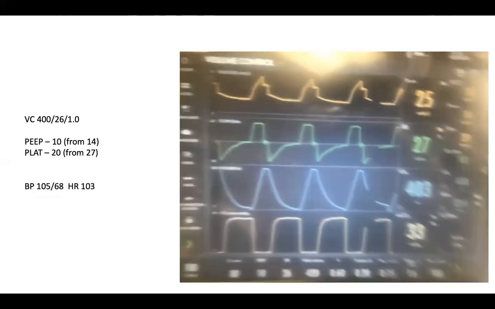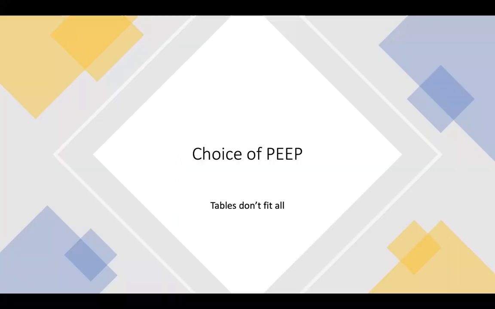Confirming this, dropping the PEEP from that initial setting of 14 down to 10 drops the driving pressure from 20 to 13. The plateau is now 20, and the patient's hemodynamically a little bit restored. This leads to the question: what is the best choice of PEEP, especially with patients that have this low elastance, high compliance phenotype? And should we be using tables?